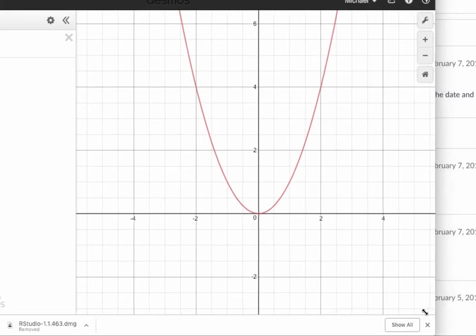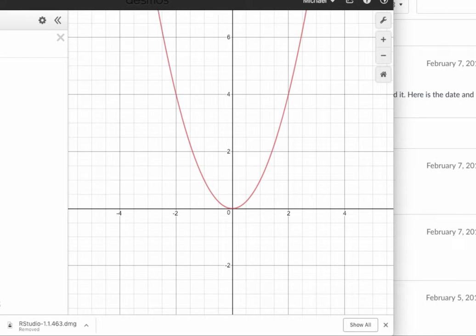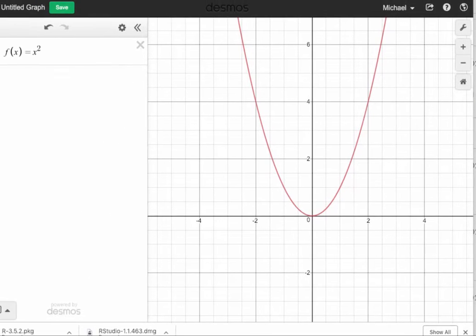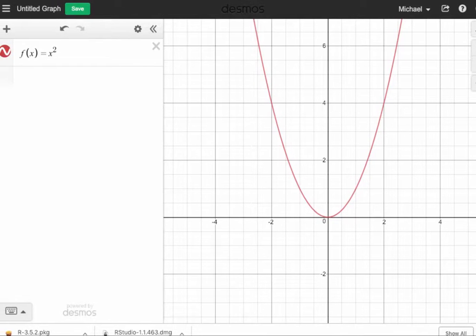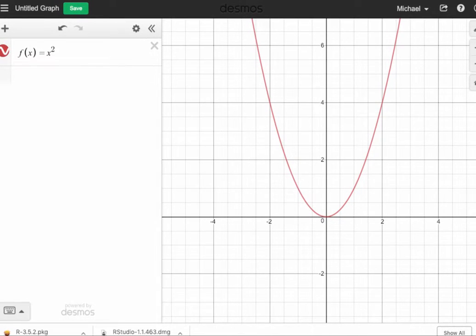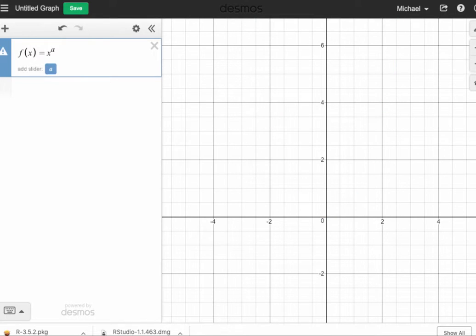Okay, so let's shrink up this window quite a bit here because I had it a little bit too big for the video's sake. Okay, there we go. All right, so here's f of x equals x squared. Well, let's go up here and change that squared. Let's make that a parameter. Let's make it a.